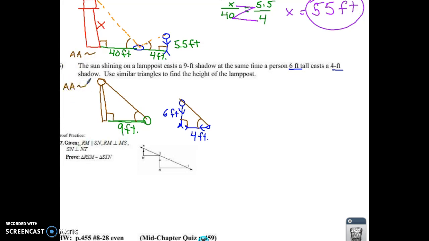All right, well, let's finish this problem up. They want to know, find the height of the lamppost. Well, the lamppost, we'll just call that x. I'm going to go big to big, x over 9, and 6 over 4. So there's my proportion. And when I cross multiply, I'll get 4x equals 54. Divide by 4, and x will give us 13.5, and we are in feet.